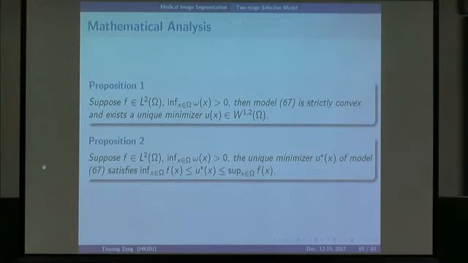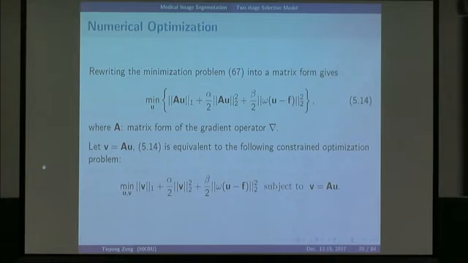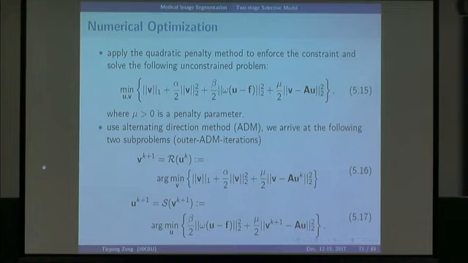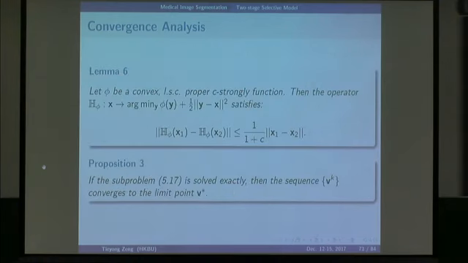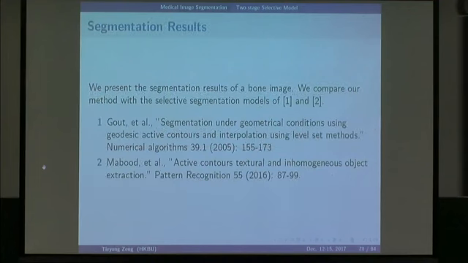So you can prove some very simple mathematical properties, because our model is very simple, right? And you can do some numerical optimization, using the alternating method. Basically, if you do alternating minimization, you can prove that the convergence rate is linear convergence. Let me show you some comparison results.